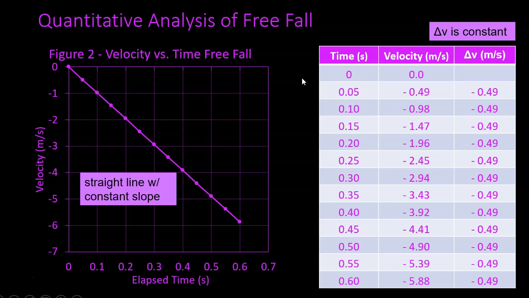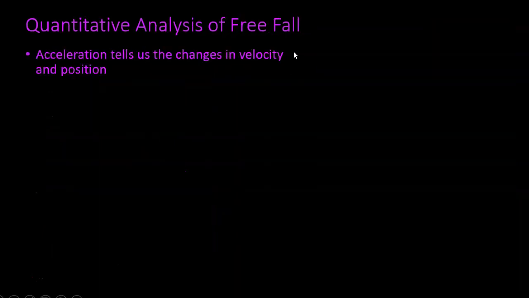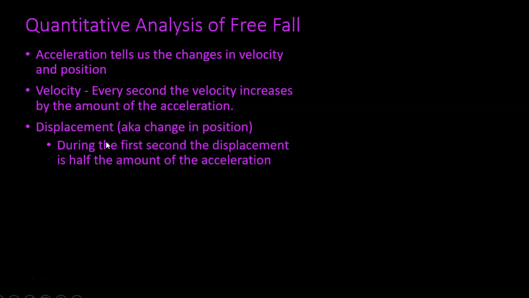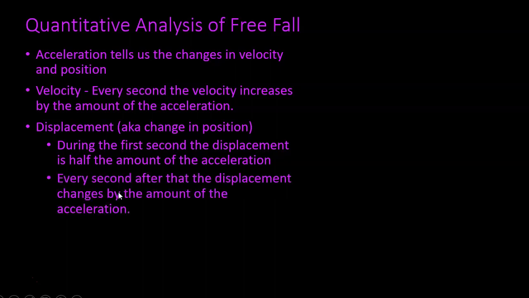So far, we've been looking at the data for the golf ball, and that involves very small values of time, displacement, and velocity. Let's talk about free fall in general. The acceleration will tell us the changes in velocity and position. Let's look at that a little closer. Velocity. Every second, the velocity increases by the amount of the acceleration. Displacement, also known as change in position. During the first second, the displacement is half the amount of the acceleration, and every second after that, the displacement changes by the amount of the acceleration.